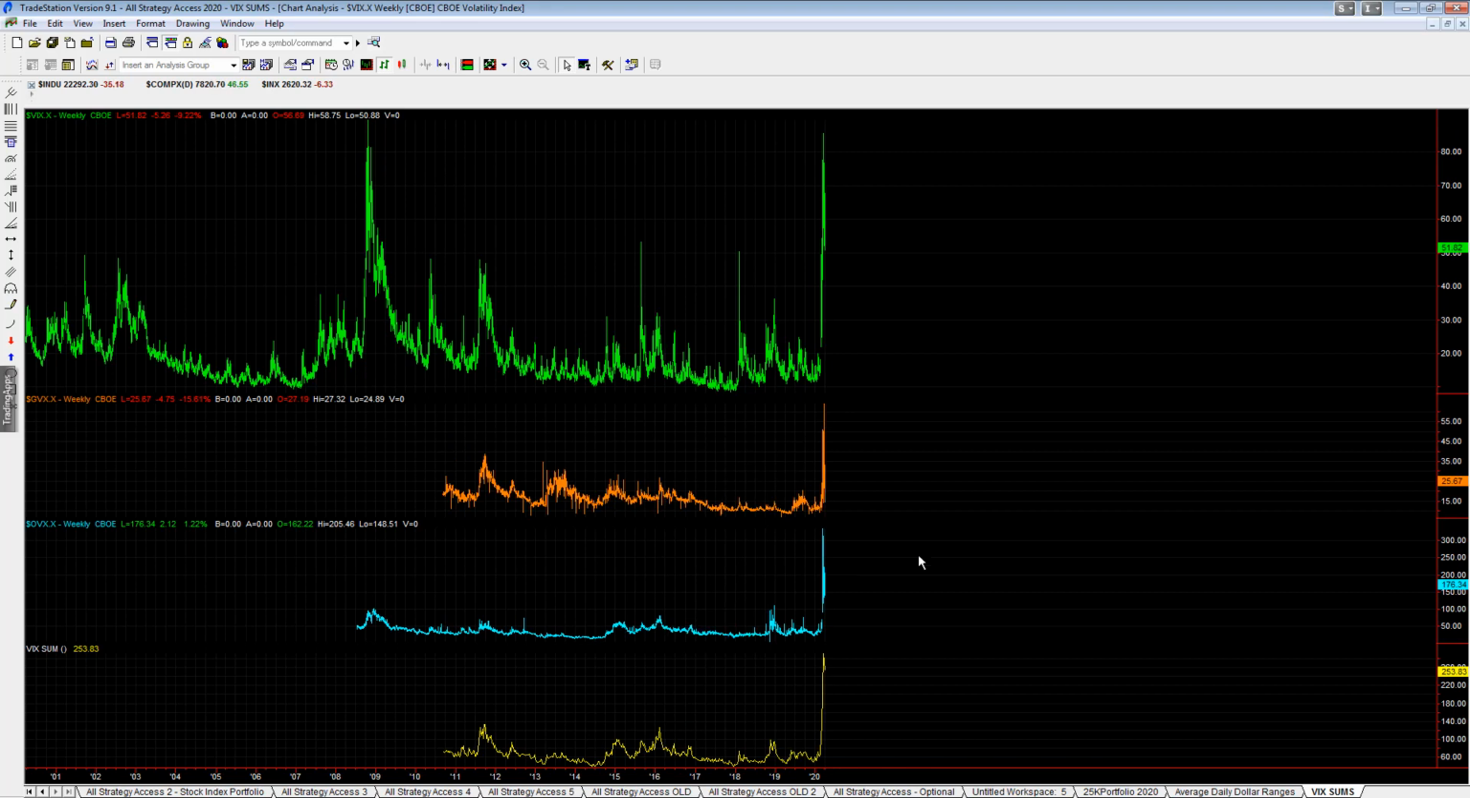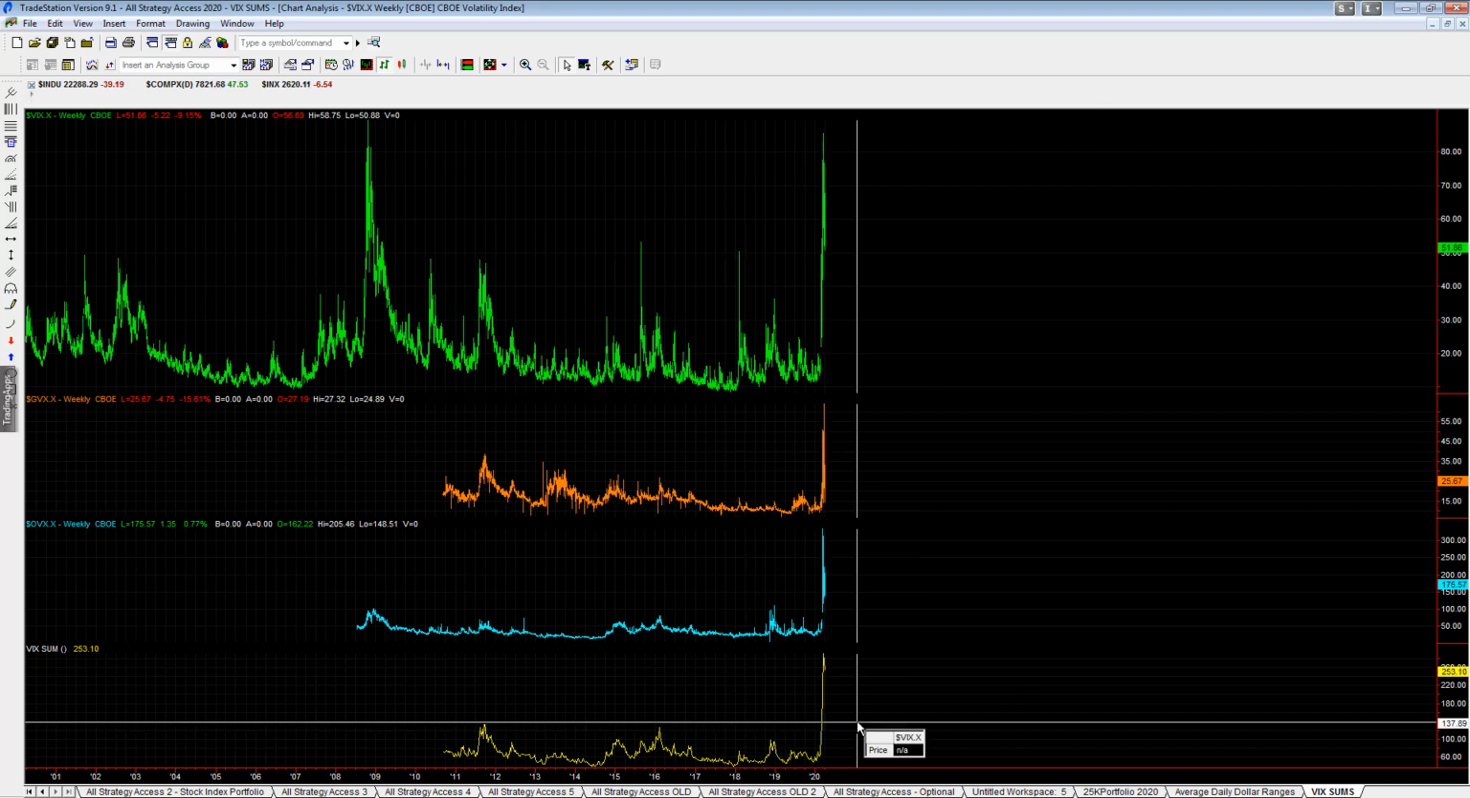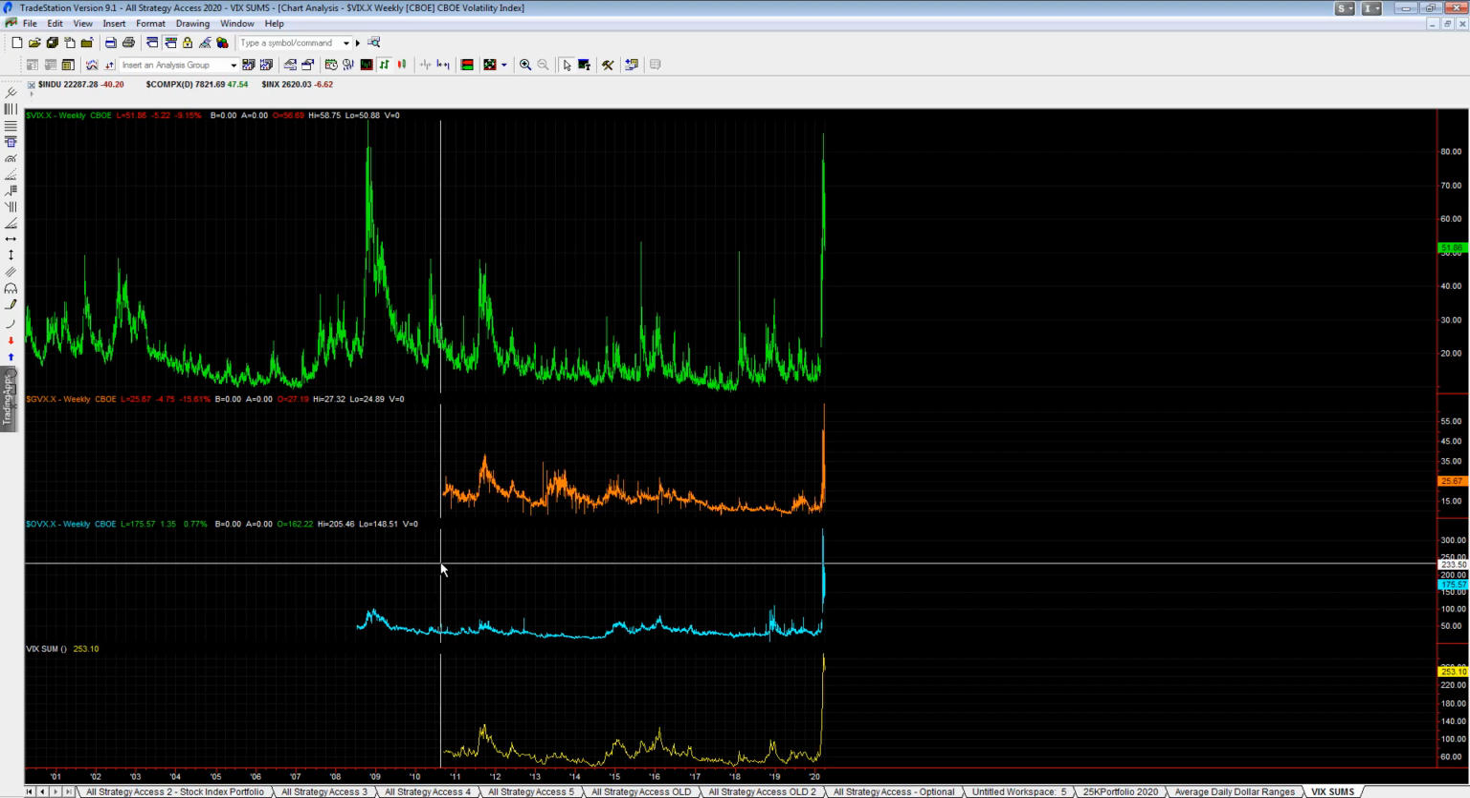This is the gold VIX. This is the oil VIX. The sum of those right now is 250, which is extremely crazy. But you can see how high they've been, how much higher than they've been in the past.